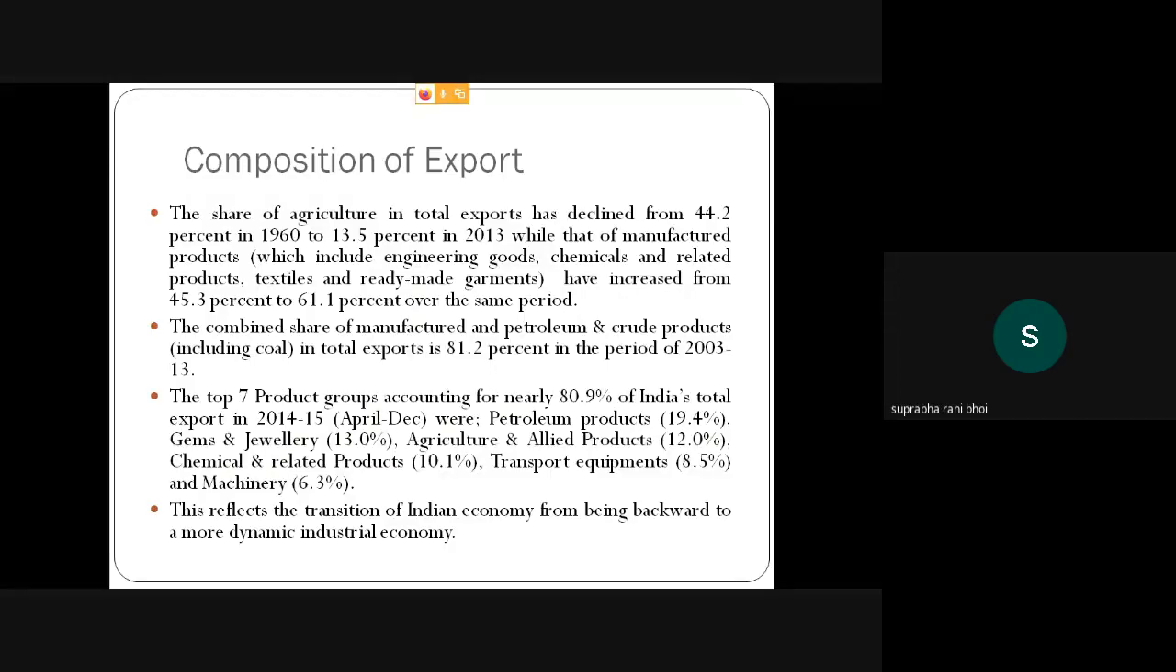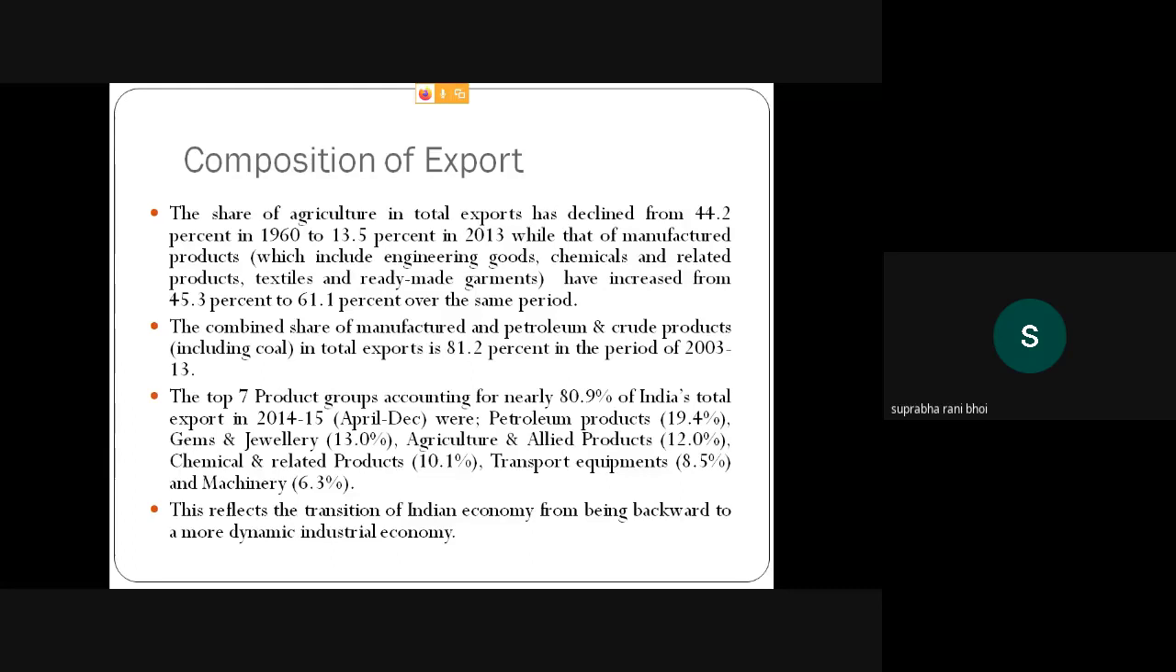Next, I have already mentioned that when we talk about composition of foreign trade, it has two parts. One is composition of export, another is composition of import. So what are the types of goods that we are exporting? I have already mentioned that the share of agriculture items has started reducing, because agriculture prices or agriculture products have started reducing. I must mention here our three sectors.